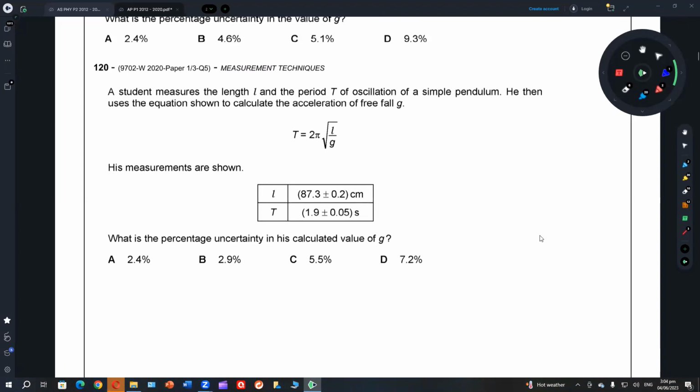I'm starting with a question. A student measures the length L and period T of oscillation of a simple pendulum. He then uses the equation to calculate the acceleration of free fall. Measurements are there, calculation of g. So I first square both the sides, and you know why? Because I have to make g the subject. He's asking for percentage uncertainty.